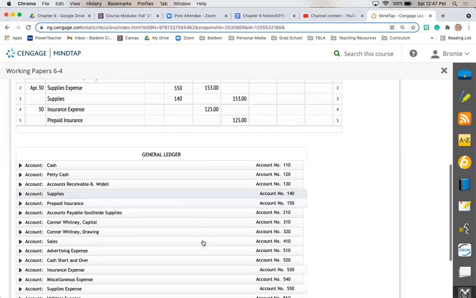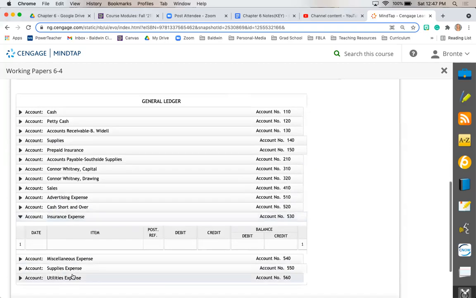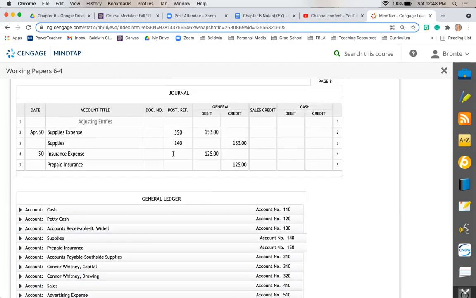Okay, insurance expense is up next with a $125 debit. It is April 30th. Post ref is journal page 8. $125 debit. Expense accounts have a normal debit balance. Last thing I have to do is take my account number 530 and plug it in.